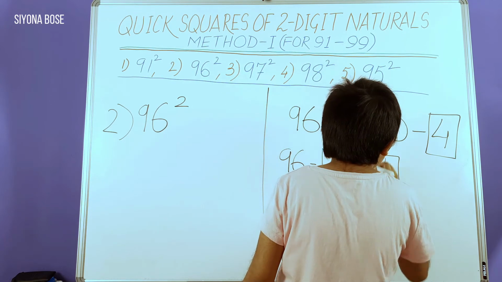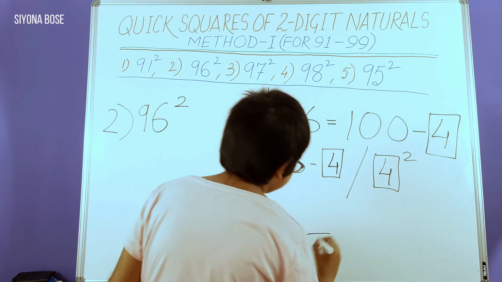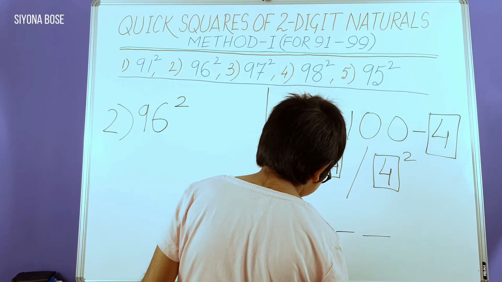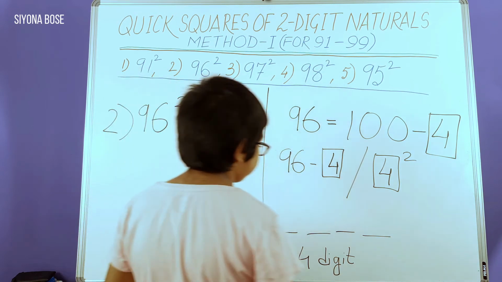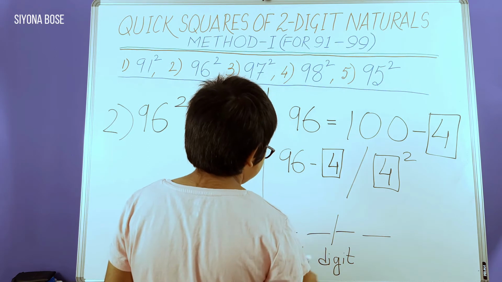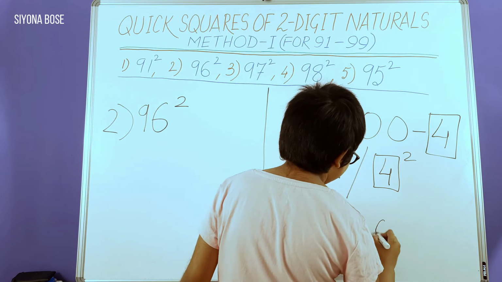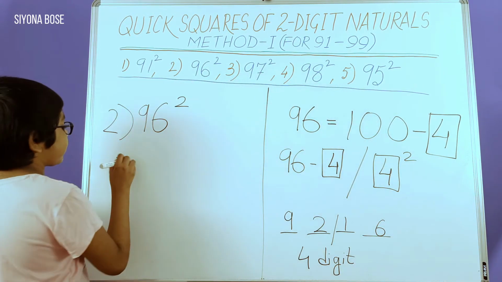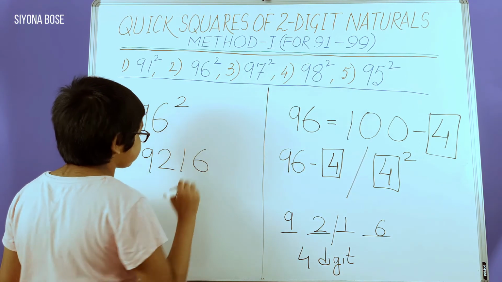The blocked 4 squared. And again, I'm going to make those 4 dashes because it's a 4-digit number, as you know. Just writing it down over here. 96 minus 4, you know. Oh, I forgot to put the slash, sorry. 92. And 4 squared is 16. 9216. Ultimately, 96 squared equals 9216.